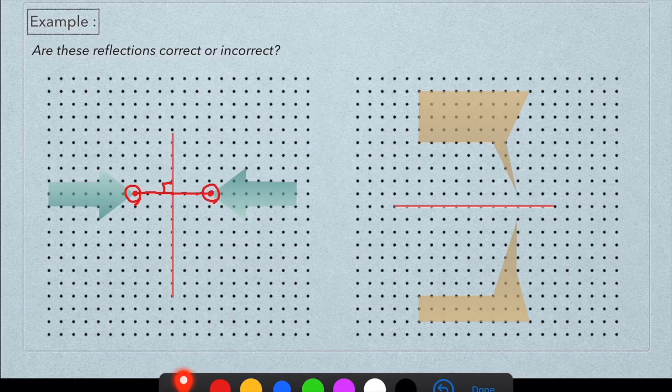The true form should be like this. So this is the correct reflection on the line. The previous one was false. Let's go to the other questions about translation.